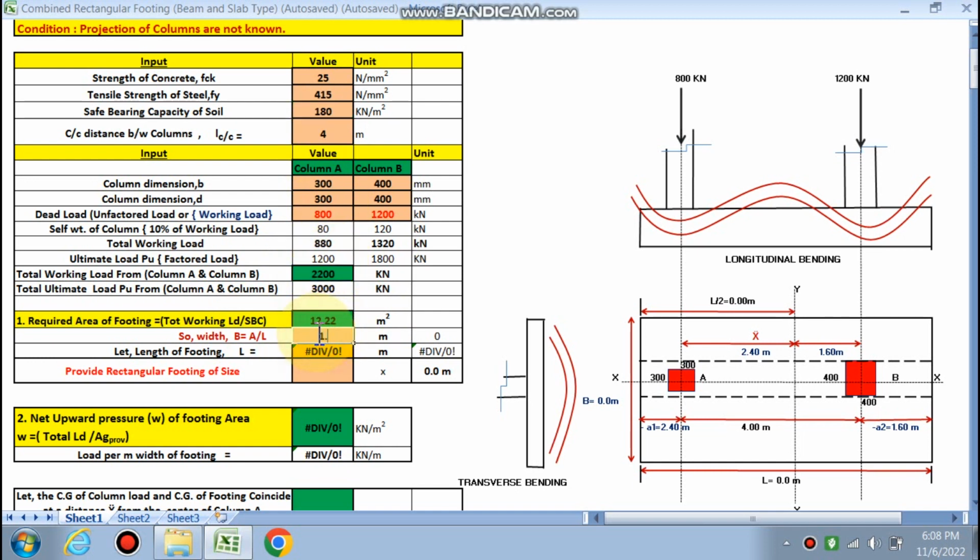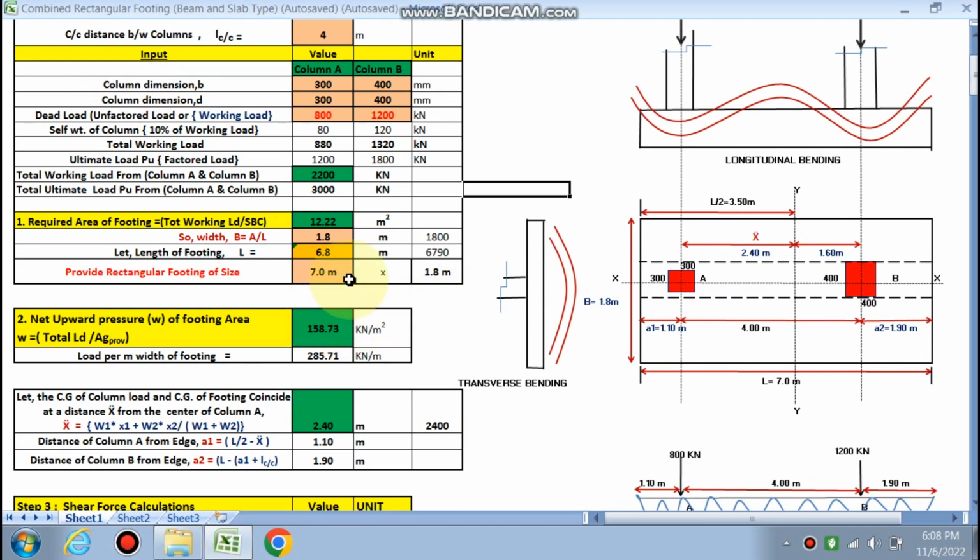We have given the width as 1.8 meter. So width is restricted in this case. So L is calculated as 6.8. So we have chosen the higher value. So we can choose 7.0. So 7 meter is the length of the footing and width of the footing is 1.8 meter.